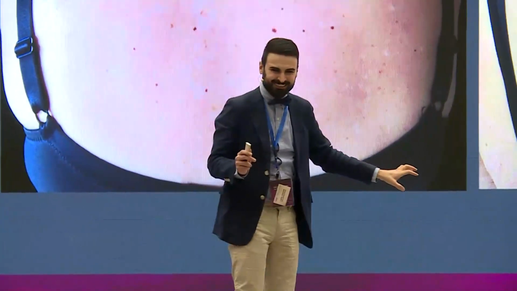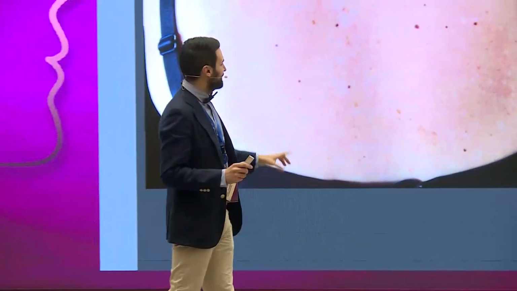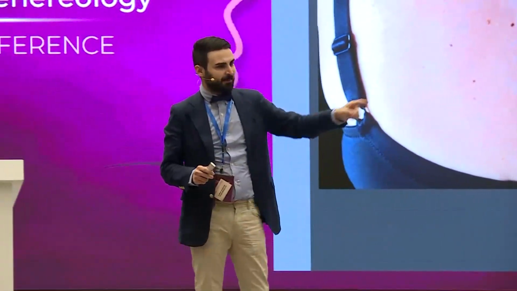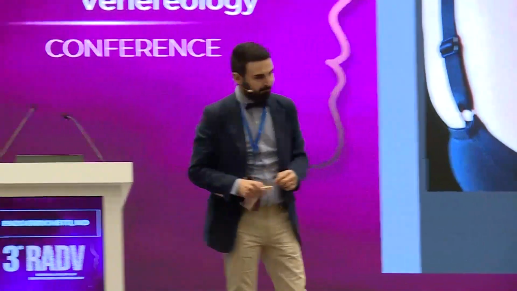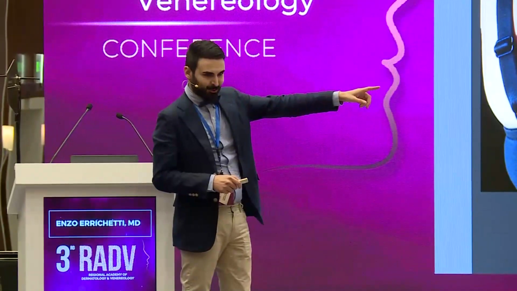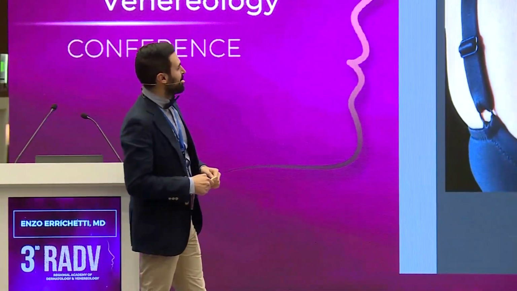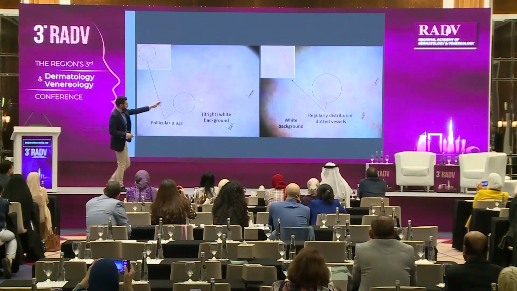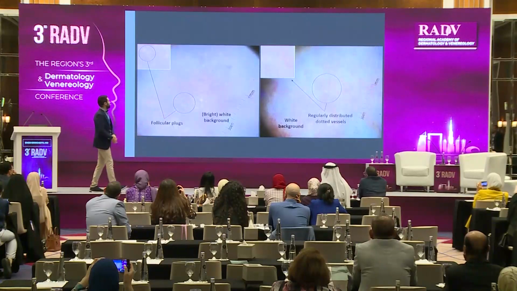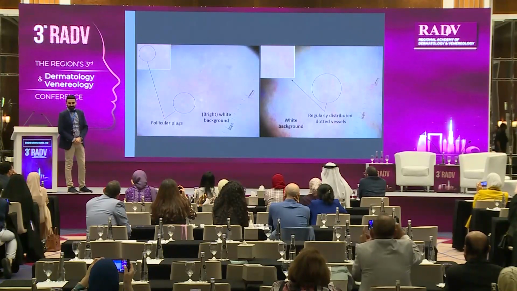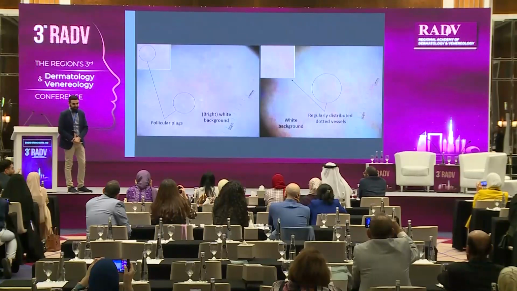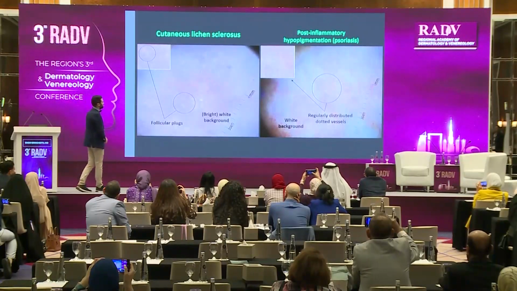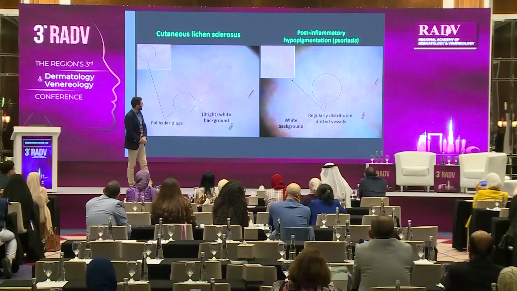I didn't get anything. Okay, pityriasis versicolor, and that one? Lichen sclerosus, this one. Now? No? Psoriasis on the right, okay, because we have dotted vessels. And here, follicular plaques. So Nisha is right. Lichen sclerosus. Brava, brava.